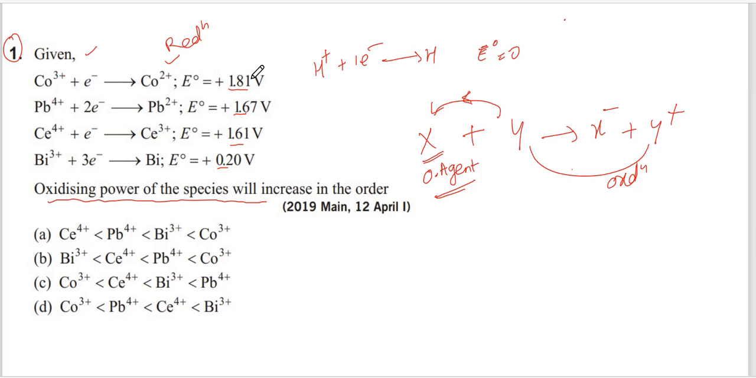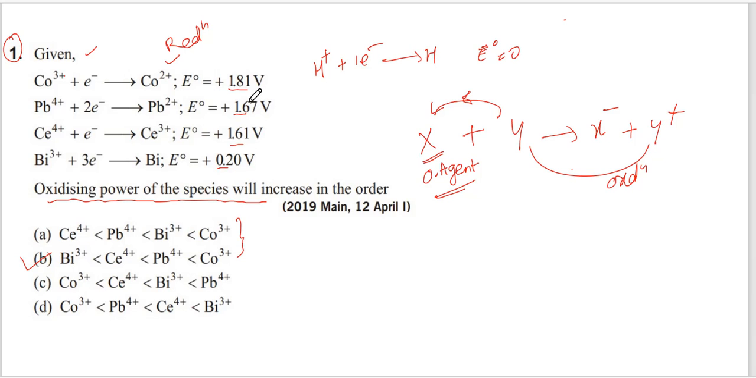Okay. Now you can see here, electron taking tendency, which is highest? Cobalt plus 3 is highest, means this is the answer. Next, lowest? Bismuth plus 3, lowest electron taking tendency. So your answer will be B.